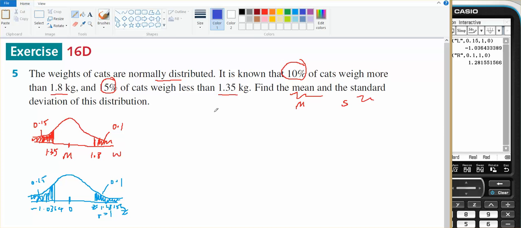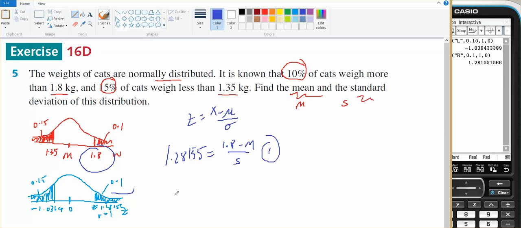Now I know that Z equals X minus the mean over the standard deviation. So, using this piece of information here, I have 1.28155 equals 1.8 minus the mean over the standard deviation. That's equation number 1. And I have negative 1.0364 equals 1.35 minus the mean over the standard deviation, which is equation number 2.